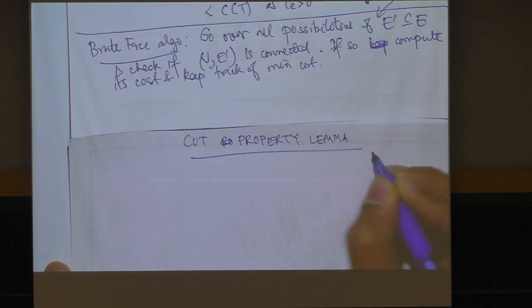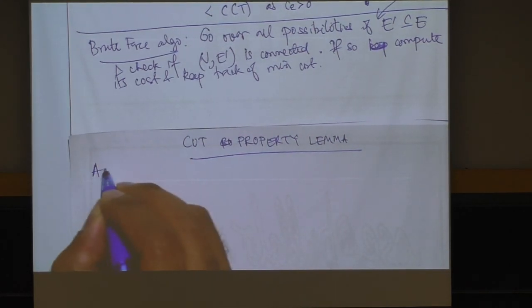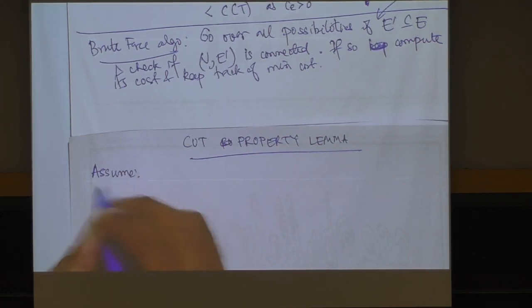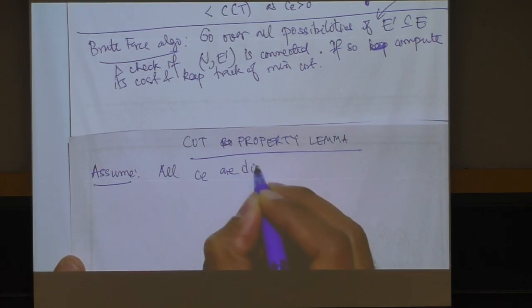This I don't think is a formal name. I don't think the book uses it. I think I just made it up at some point. But there is an assumption in the cut property lemma, which is we assume all c_e's are distinct.